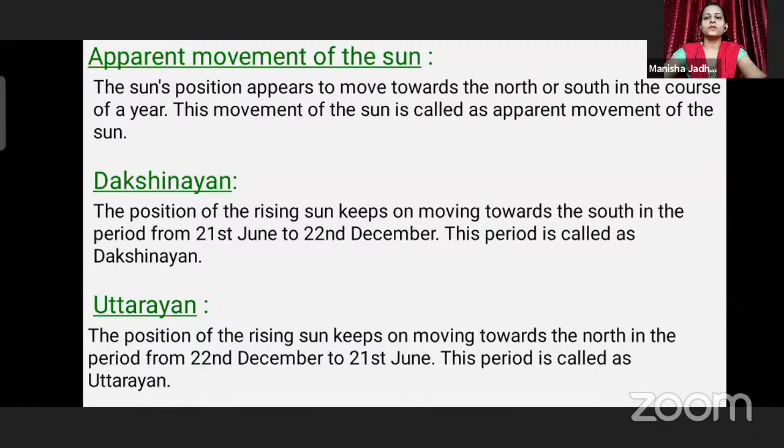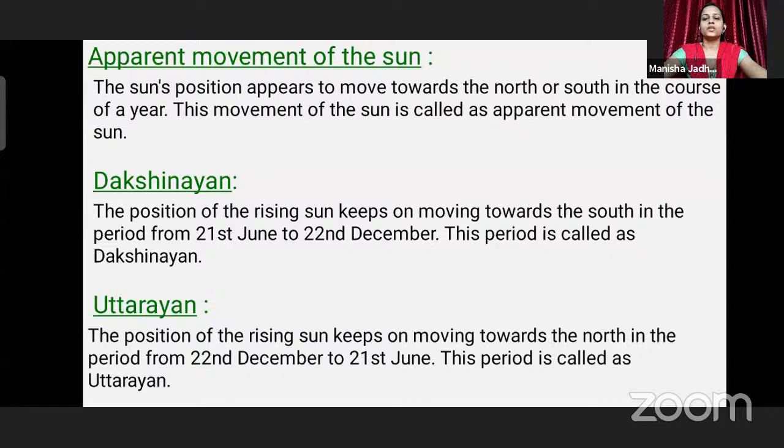Now next we have seen Dakshinayan. So you know that Dakshin means south. So when the position of the rising sun keeps on moving towards the south in the period from 21st June to 22nd December, this period is called Dakshinayan. Means the sun is appearing to move towards the south. That is called Dakshinayan. So that period is called Dakshinayan.